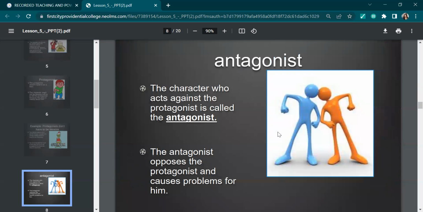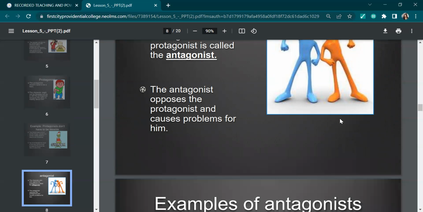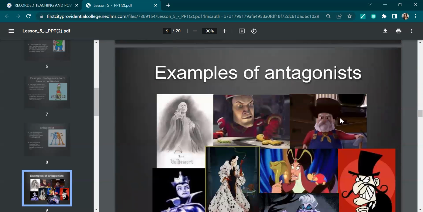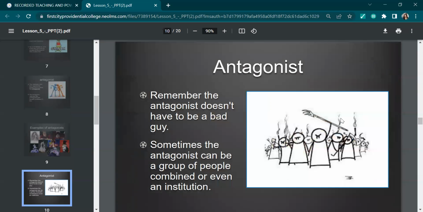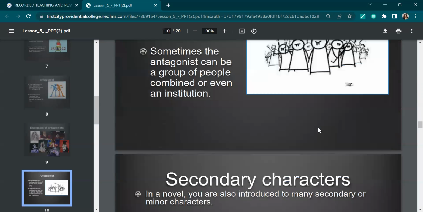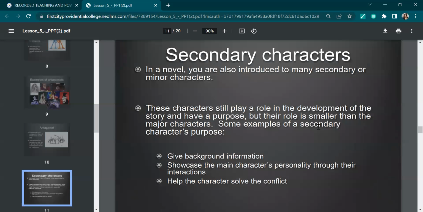Next one would be the antagonist. The character who acts against the protagonist is called the antagonist. So the antagonists are the ones who cause problems or cause bad things to happen to our protagonist. The antagonist doesn't have to be a bad guy. Sometimes the antagonist can be a group of people combined or even an institution. Done with the primary characters.